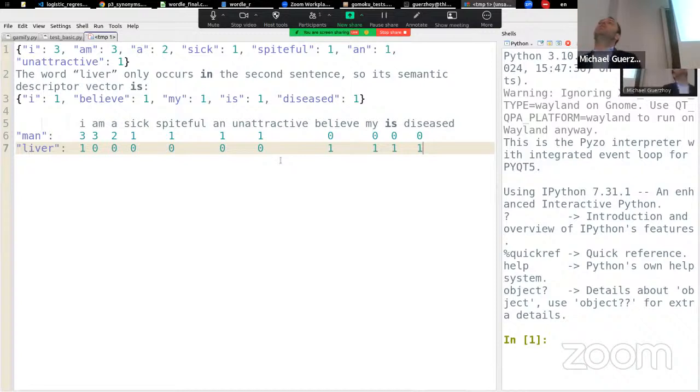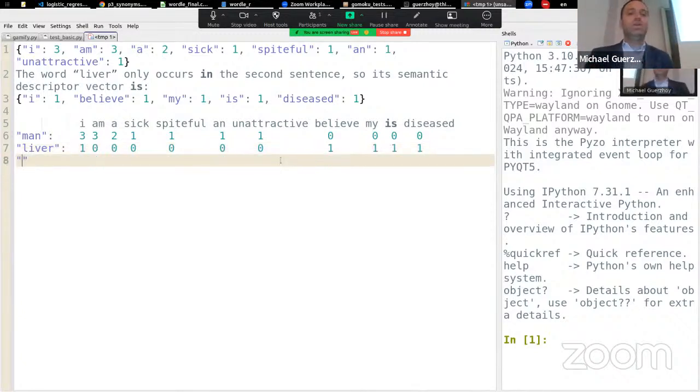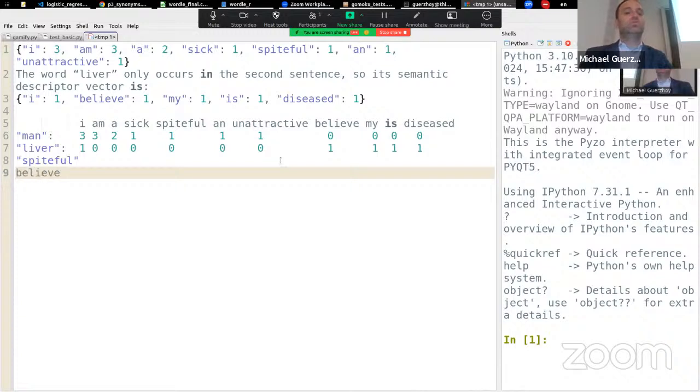Does that make sense? Questions about this? Yeah. So, when we're looking at it this way, we took man and liver out of the sentence because we're comparing them to that. So we're not taking them out of sentences. We're saying for each word. So here the example was for liver and man, but we'll also have something for spiteful, right? And we'll also have something for believe. And for each of those, we can construct an n-dimensional vector. The n-dimensional vector would be the vector of all the co-occurrences with all the words.